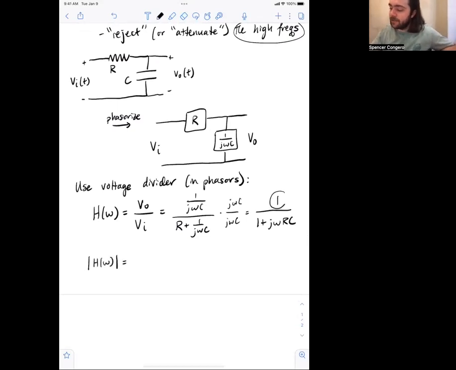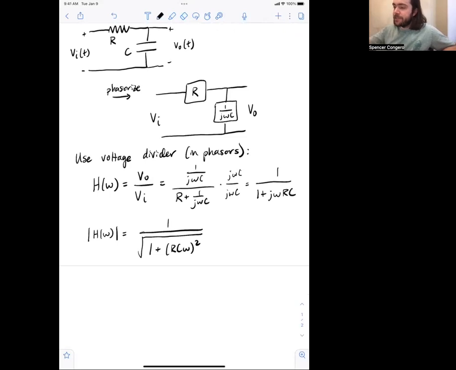How do I get the magnitude of the ratio of two complex numbers? One is a real number, but that's also a complex number. Well, this was gone over in the complex numbers review video. The magnitude of the ratio of two complex numbers is just the ratio of their magnitudes. So the magnitude of the top is 1, divided by the magnitude of the bottom, which is the square root of the real part squared, which is 1 squared, plus the imaginary part squared. So RC omega squared. Let me write this a little bigger. RC omega squared. Okay, so that is the magnitude of the frequency response.